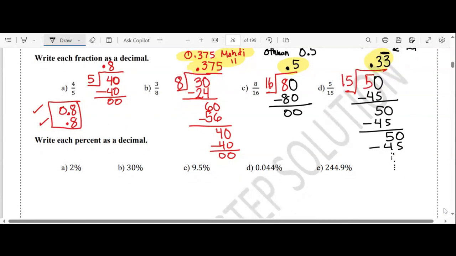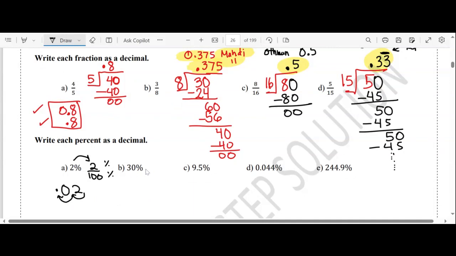Okay. Next one. Write each percent as decimal. So I have 2%. How can I convert this to decimal? Divide by 100. Okay, so we have percent and percent. So you're going to get how much? How many decimal places? 2. You have to move 2, right? So 1, 2. 0 point. So you put how many 0? Exactly. So that's the answer.